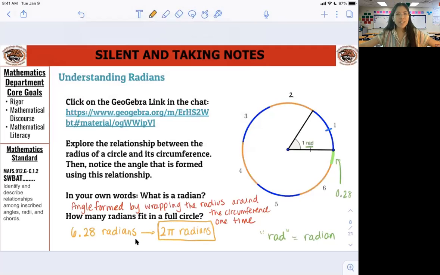Okay, so radians are kind of weird. They're a little bit strange, but it's very interesting where they come from. This is exactly where they come from. But at the end of the day, a radian is just an angle that is part of the circle. Do I have any questions so far?